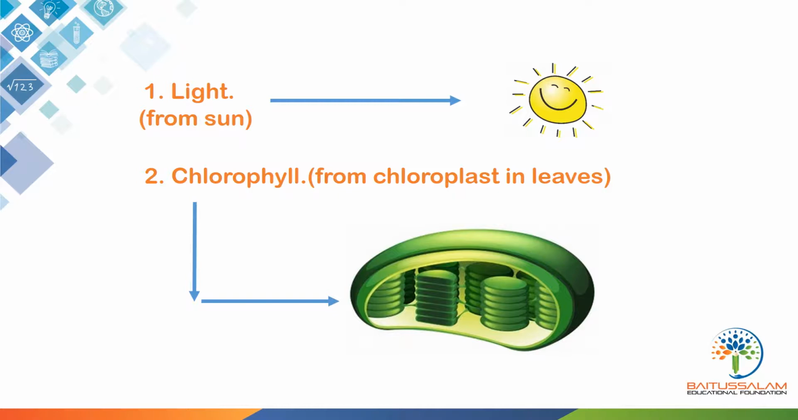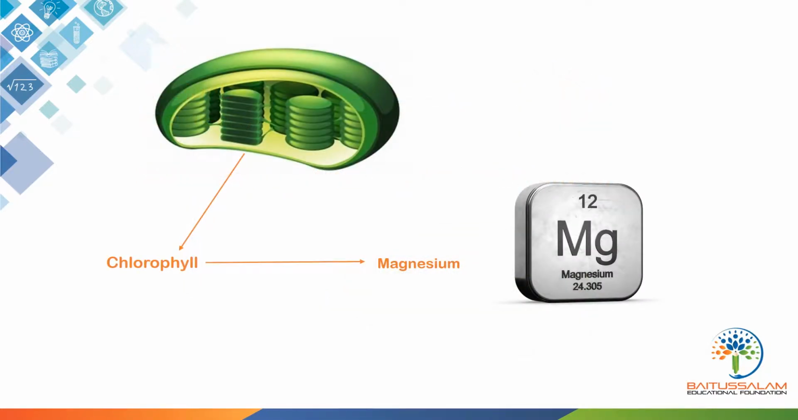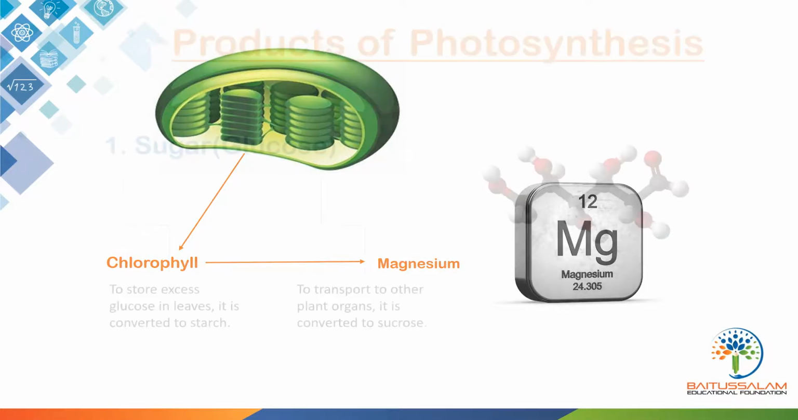Light energy comes from the sun, while chlorophyll is found in the chloroplasts of plant cells. Chlorophyll traps sunlight energy to convert it into chemical energy. Chlorophyll is a green-colored pigment that contains magnesium.